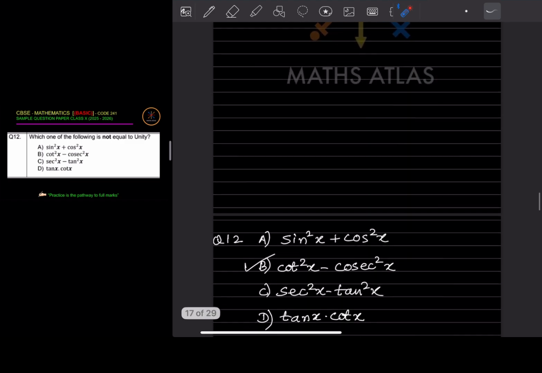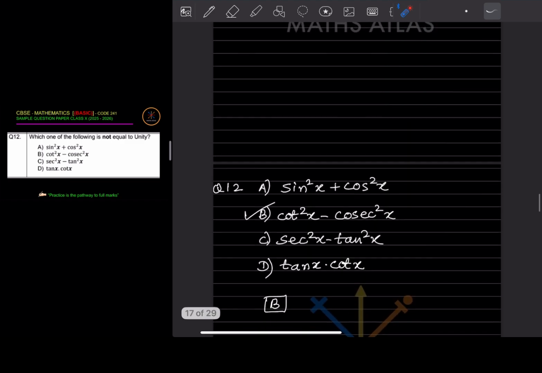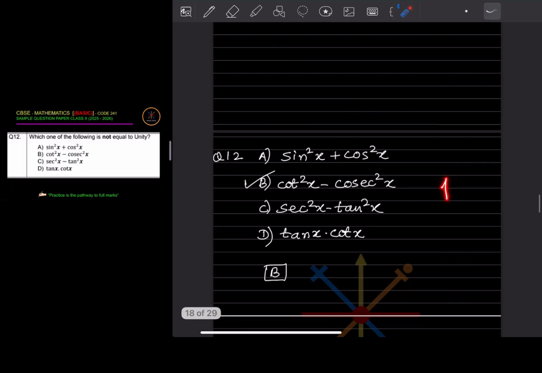Question number 12, which one of the following is not equal to unity? Unity means it should be 1. Now you know these are the 4 options given. You know sin square x plus cos square x is going to be 1, so this is unity. This option is not equal to 1.